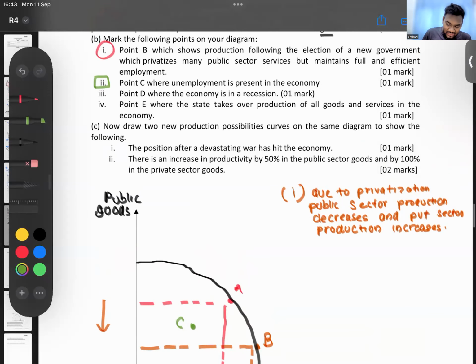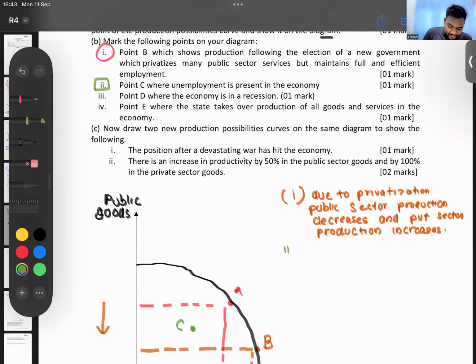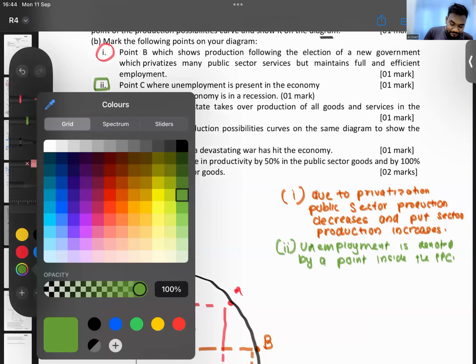So we'll write a small explanation, right? You can say, okay, unemployment is denoted by a point inside the PPC. You can show that, right? Then we'll go to the next one, guys, and that was easy, you know.